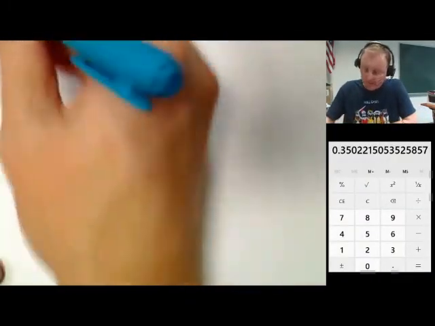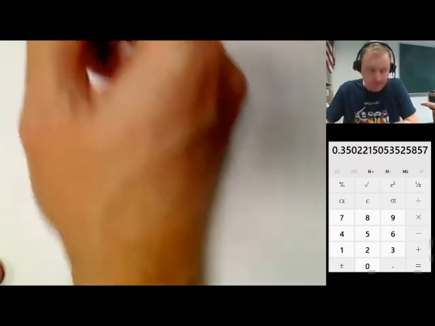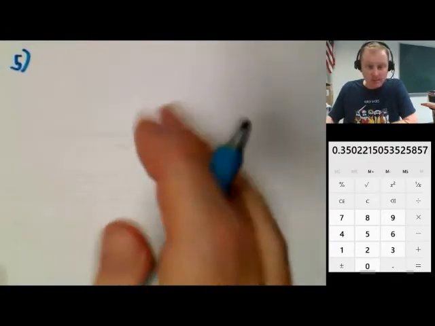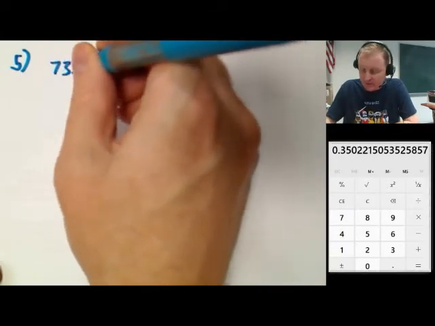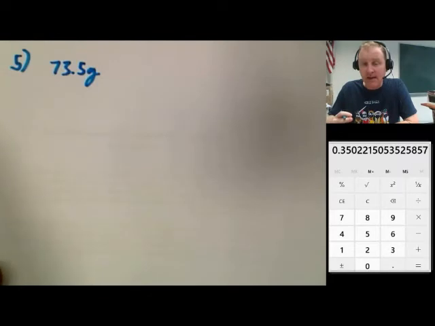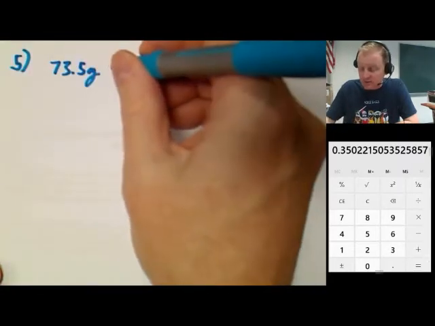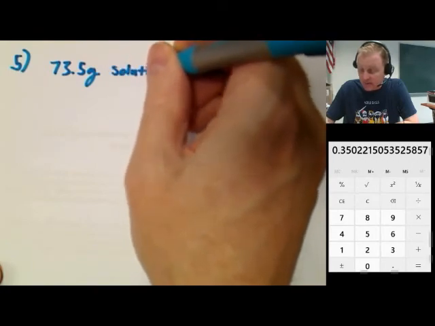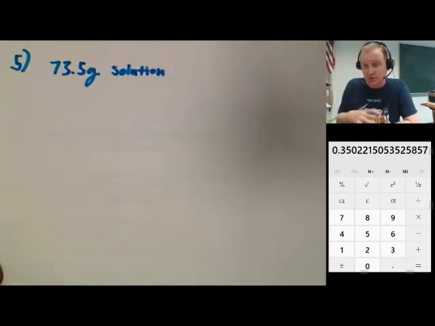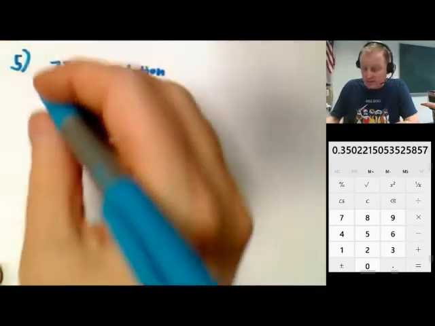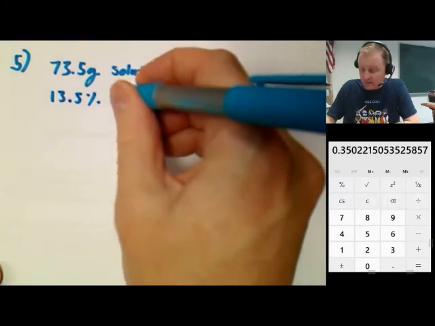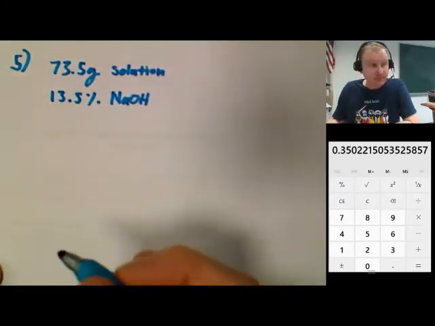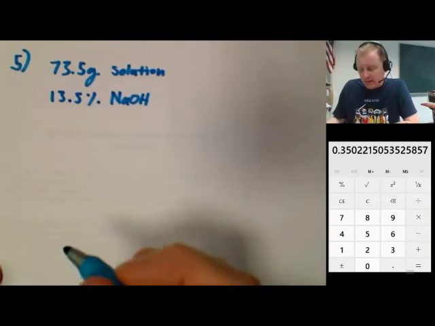So when you do number 5, you may not understand where to start, so just write down things that you know. You know that 73.5 grams is the mass of the solution. It says I need 73.5 grams of the solution. So that's my solution. And I always say write stuff down if you're not sure where to start. Just at least write it down. And I also know that my solution is going to be 13.5% sodium hydroxide.